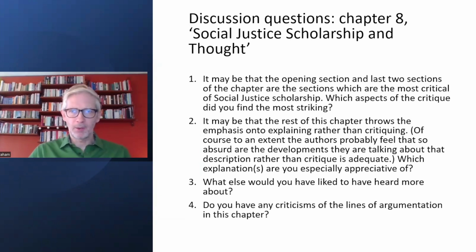Number one, it may be that the opening section and last two sections of the chapter are the sections which are the most critical of social justice scholarship. Which aspects of the critique do you find most striking? Two, it may be that the rest of this chapter throws the emphasis onto explaining rather than critiquing. Which explanations are you especially appreciative of? Number three, what else would you have liked to have heard more about? And four, do you have any criticisms of the lines of argumentation in this chapter?